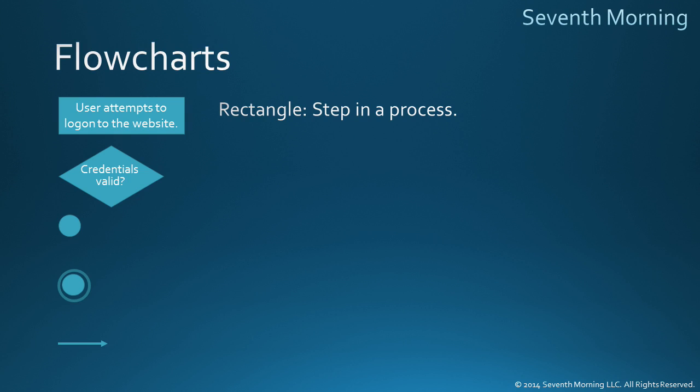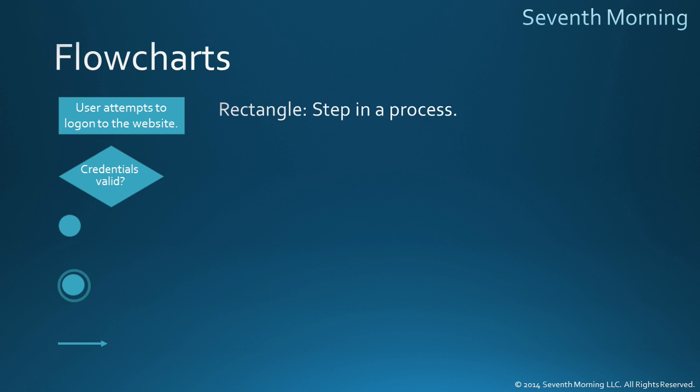The first one is a rectangle. I think you probably already knew that, but we call them rectangles. Rectangles describe a step in a process, usually. Rectangles also have some text inside them that describes what's actually happening in that step of the process. And here we have some text in there. User attempts to log on to the website. Okay, good.